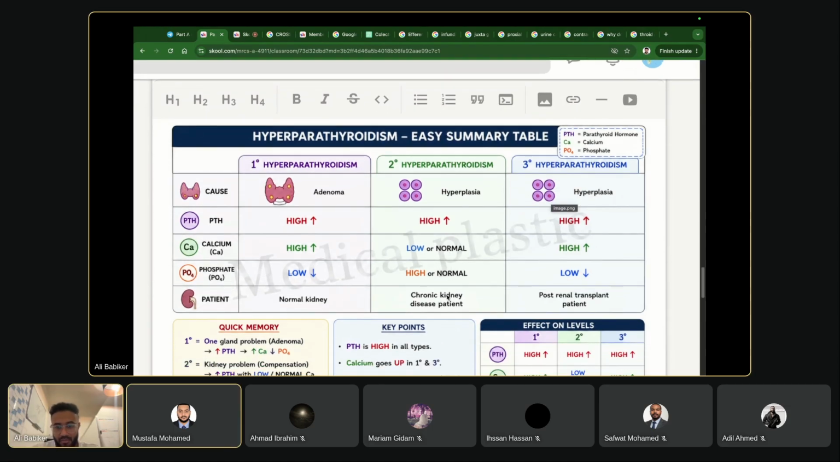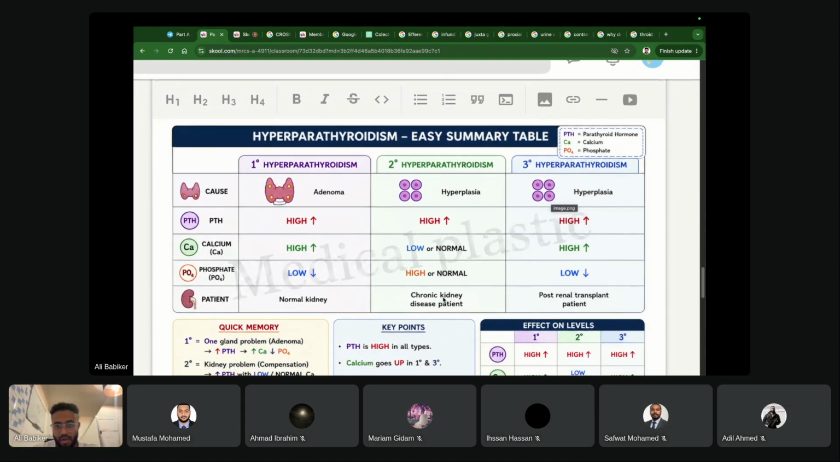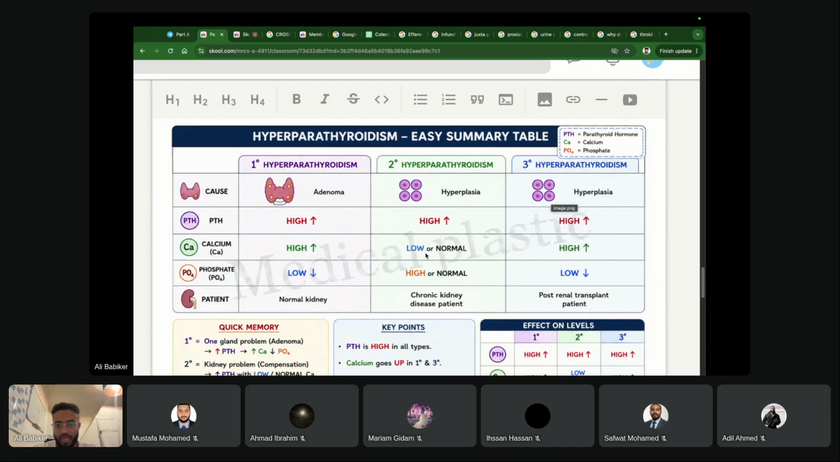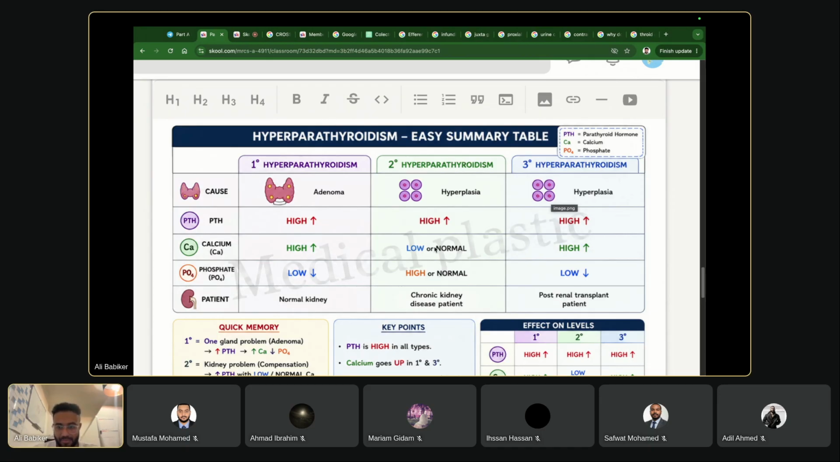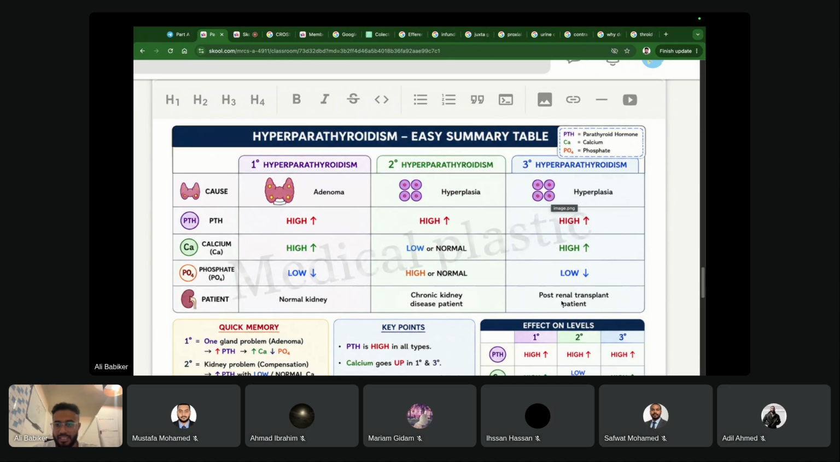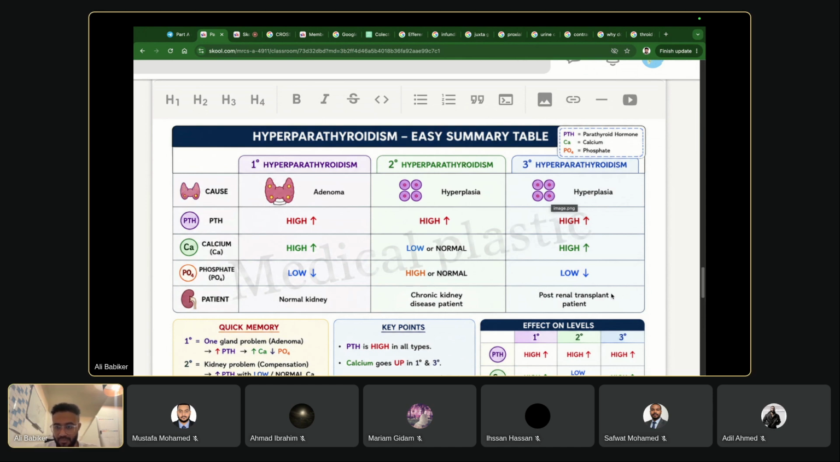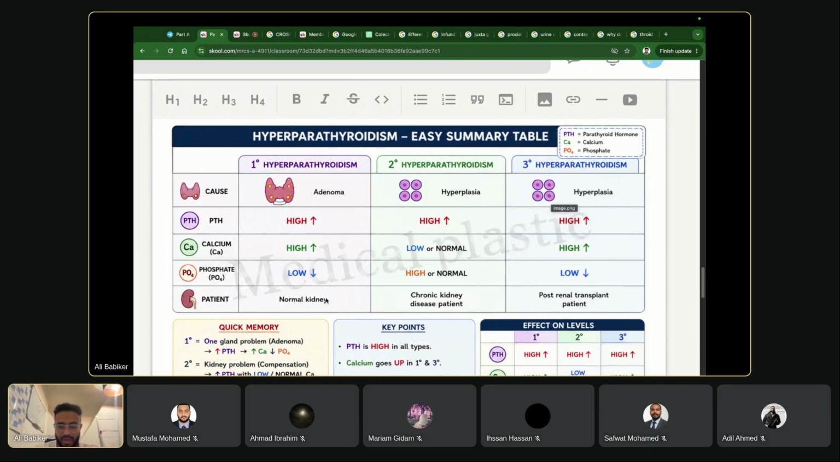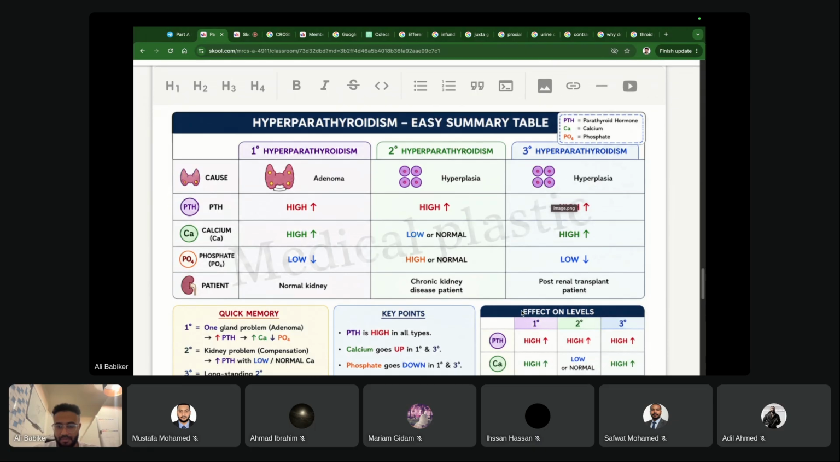Here, because you have low calcium, it will activate the parathyroid and cause hyperplasia, and the parathyroid will try to get the calcium to normal. In this case, because of such a long time of activation, or if the patient had a renal transplant, the parathyroid will act exactly like an adenoma. Do you see? Same as adenoma. The only difference is that one has a normal kidney and the other does not.